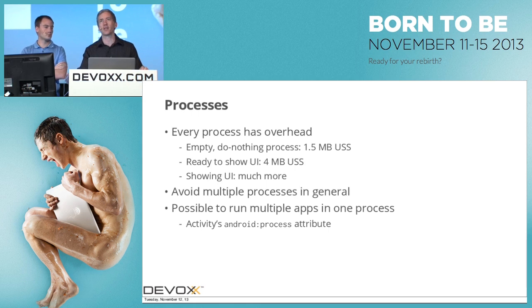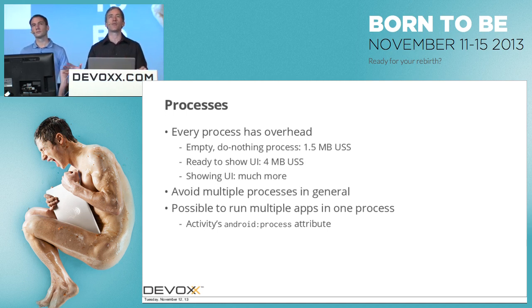There is a technique that some applications use to have multiple processes. In some cases, maybe it's necessary because one process is going to be long-lived, like a media server, and another one is going to be a process for showing the UI associated with that media. This is the way the music app works, for example. But in general, try to avoid multiple processes because each of those takes up more overhead.